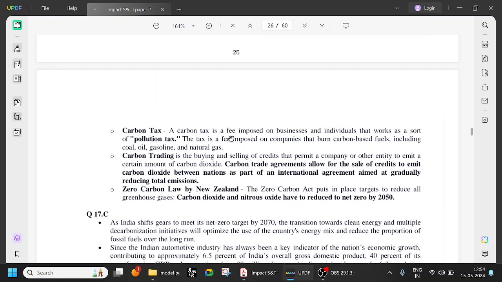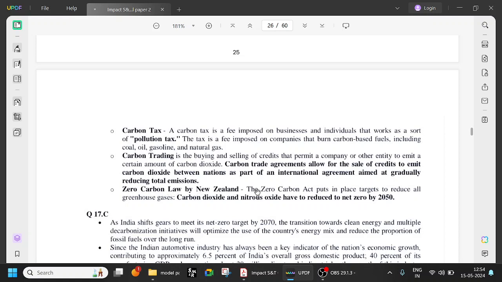Carbon tax: a carbon tax is a fee imposed on businesses and individuals that works as a sort of pollution tax. It is a fee imposed on companies that burn carbon-based fuels, including coal, oil, gasoline, and natural gas. In India also, we have seen more than 60 to 70% of the production is coming from fossil fuels. Carbon trading is buying and selling of credits. We've already seen this. Carbon trade agreements allow for the sale of credits to emit carbon dioxide between nations as part of an international agreement. This carbon trading comes under the Kyoto Protocol. We have already seen it multiple times.